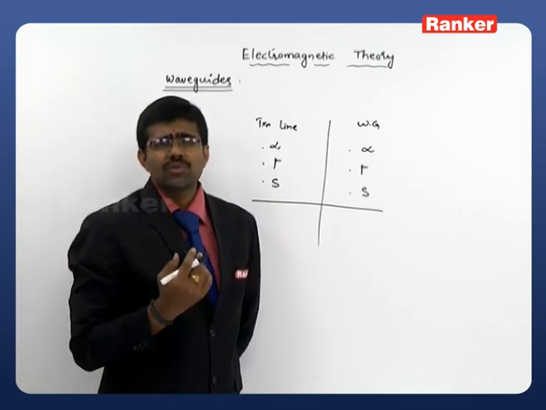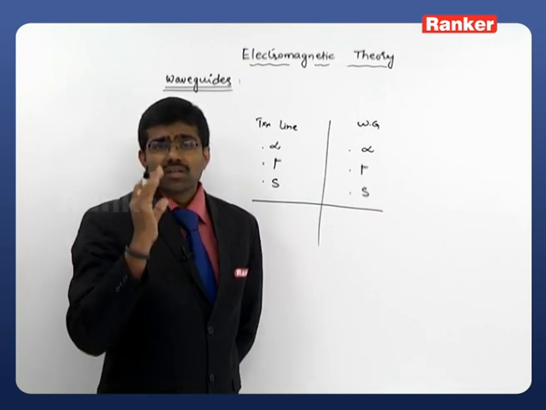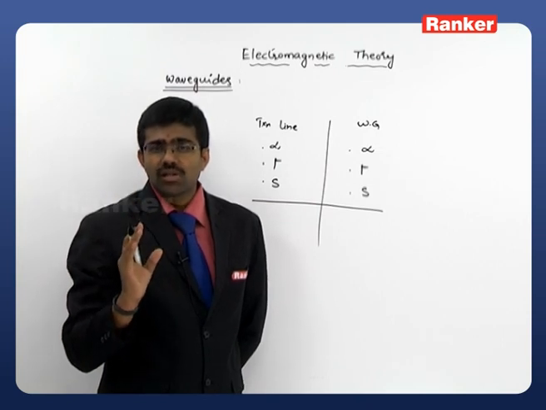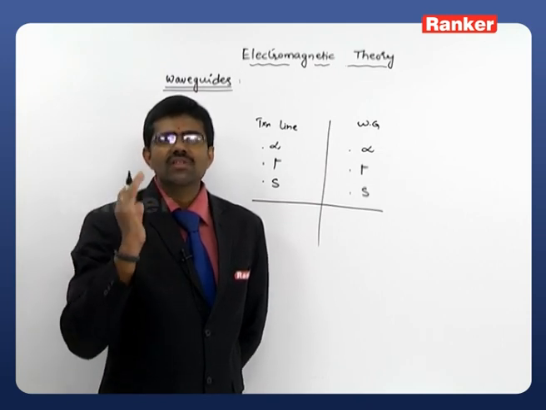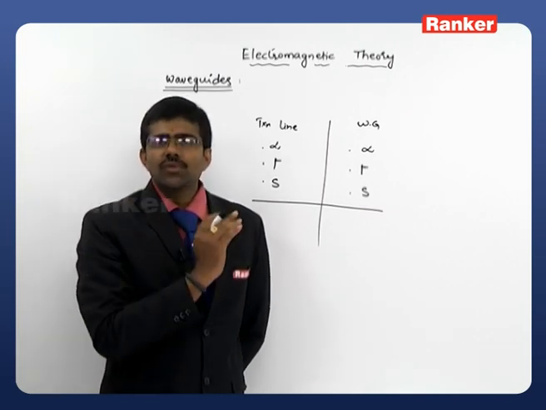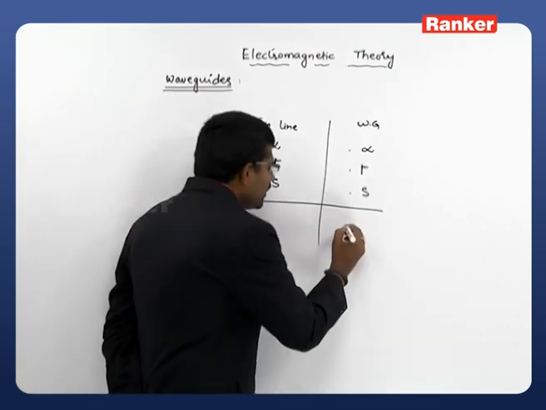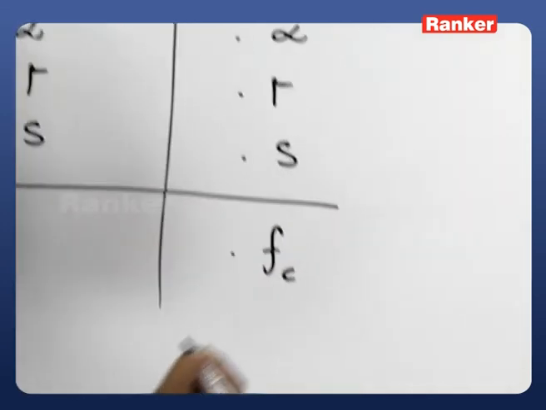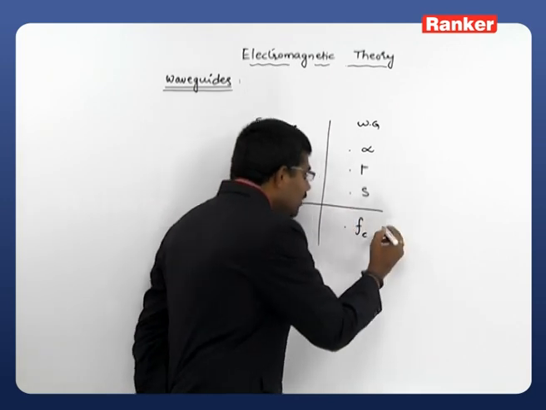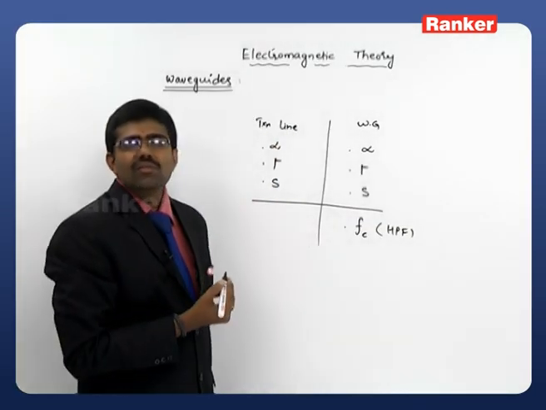Now, what are the dissimilarities between transmission lines and waveguides? They are very simple. As I said, our waveguides are useful for transmitting very high frequencies and microwave frequencies only. Clearly, there is a cutoff frequency for that. Beyond that particular frequency only, it will be useful for transmission of the signal. So, definitely a cutoff frequency comes into the picture. Beyond that cutoff frequency, the signal will be transmitted, so it will be treated as a high pass filter. Above the cutoff frequency only, the signal will be transmitted.